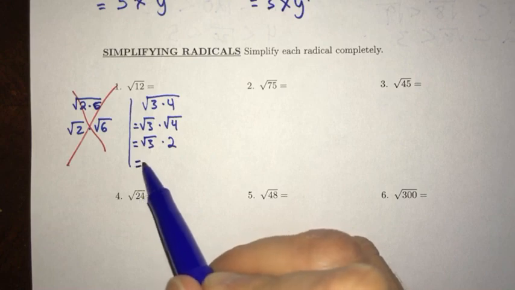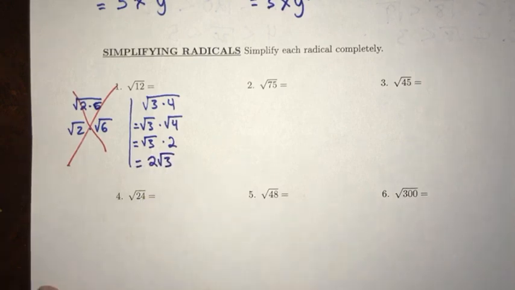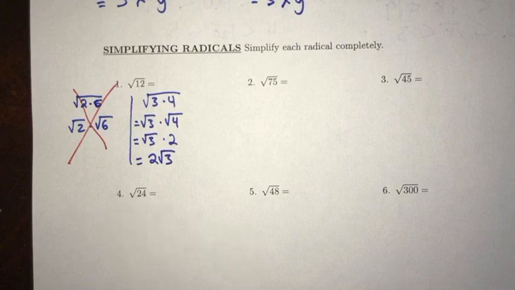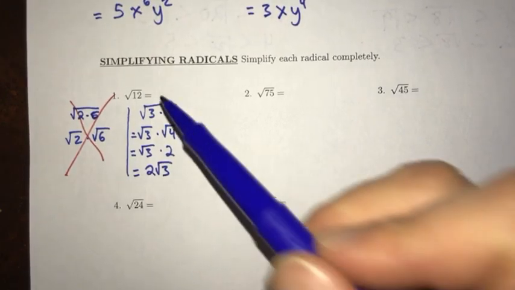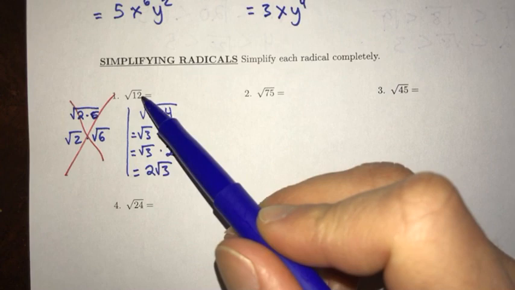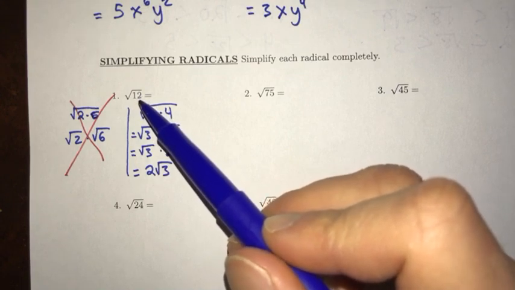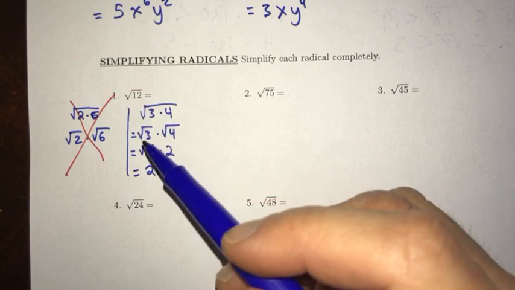I'm going to finally write this as 2 square root 3. That's how I like to write it, kind of like as if I would write 2x or something. This 2 square root of 3 is actually a simplified version of square root of 12. And whenever we see a number inside there that's a little bit big, we should think about doing this.